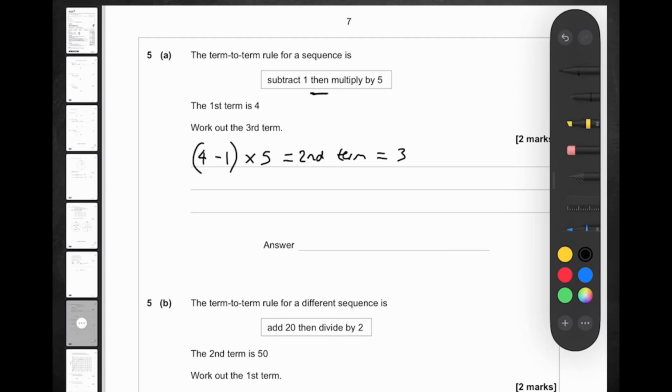which is going to be 3 times 5, which is going to be 15. And then 15 minus 1 multiplied by 5 equals the third term, which is going to be 14 multiplied by 5, which you can do on your calculator, which comes out as 70. And that is our answer.